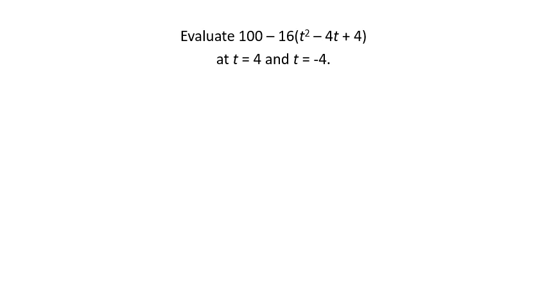Okay, so let's look at a problem where we're going to be evaluating a variable expression for two values. We're going to be evaluating 100 minus 16 times the quantity t squared minus 4t plus 4. We're going to evaluate it once at t equals 4 and once at t equals negative 4. That's a terrible line. Let me try that again. That's a little better. So we'll do t equals 4 over here, and we'll do t equals negative 4 over here. We're going to do this by substitution.